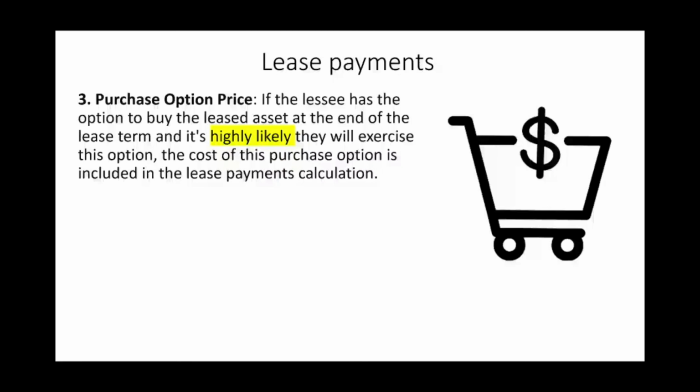Remember, a bargain purchase option gives you the right to do what? To buy this asset at the end of its life. If it's highly likely you are going to exercise, if there's a bargain purchase, which means you are going to buy, we will include this in the lease payment calculation. And usually this is the present value of a single payment, the present value of 1.